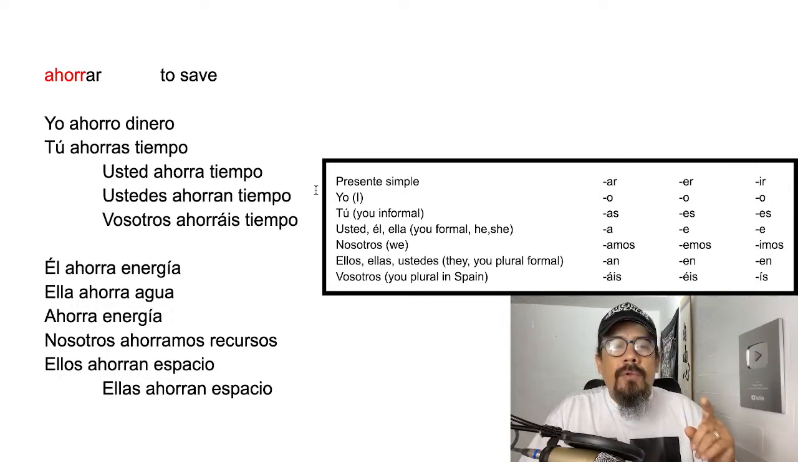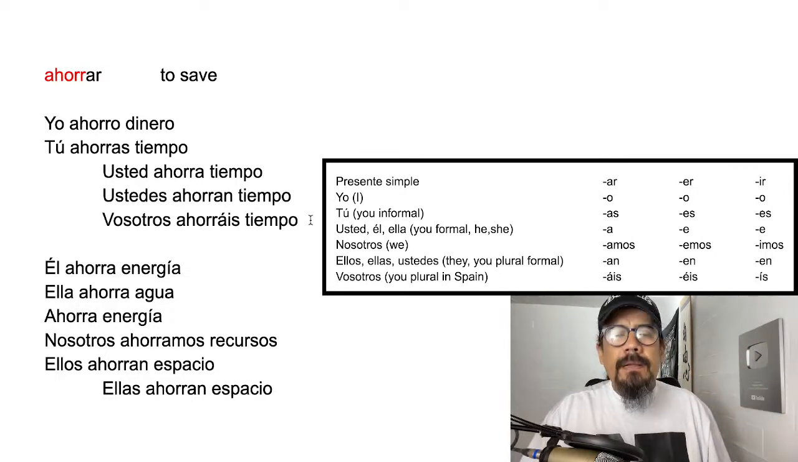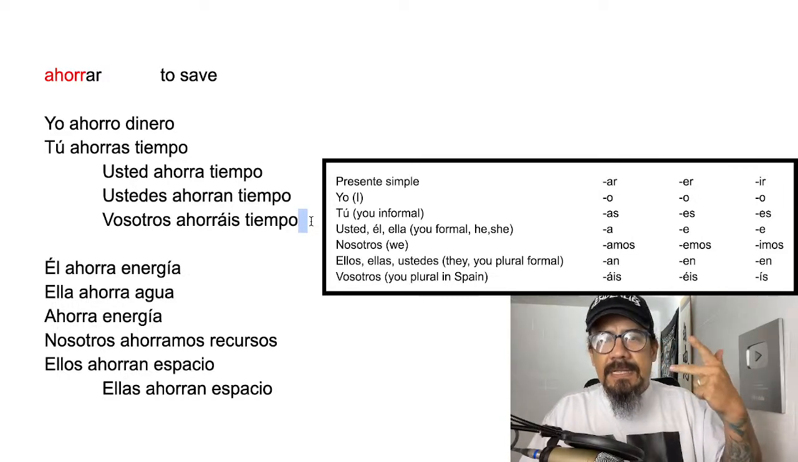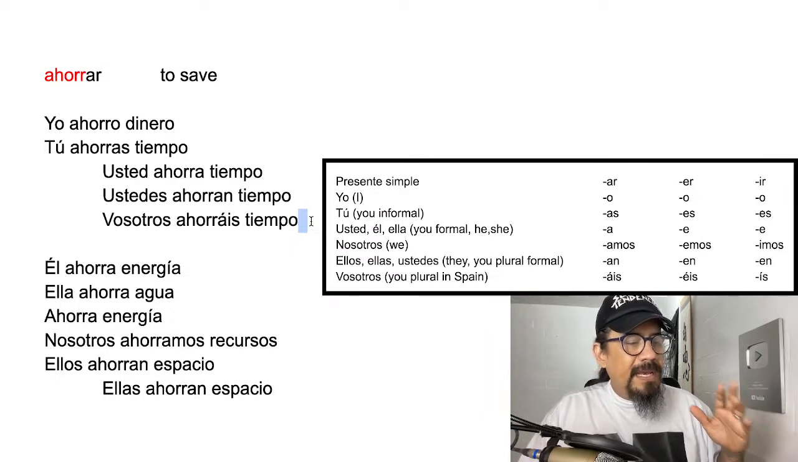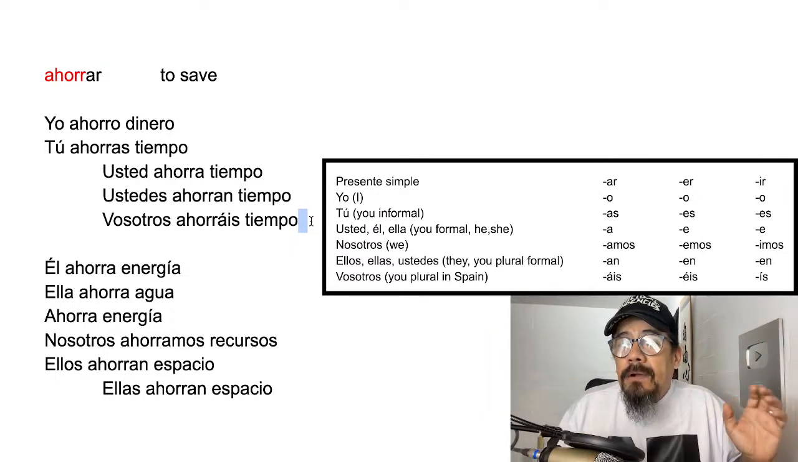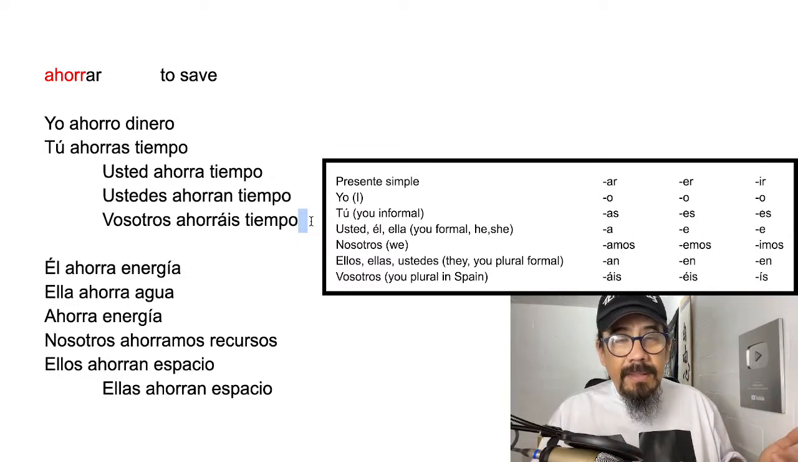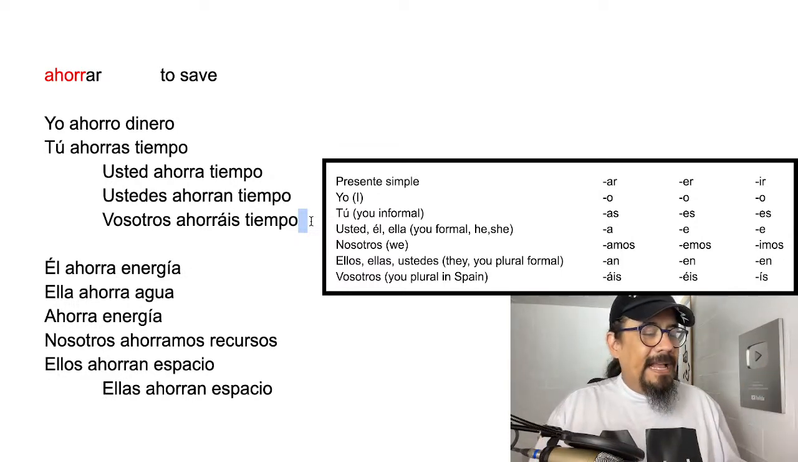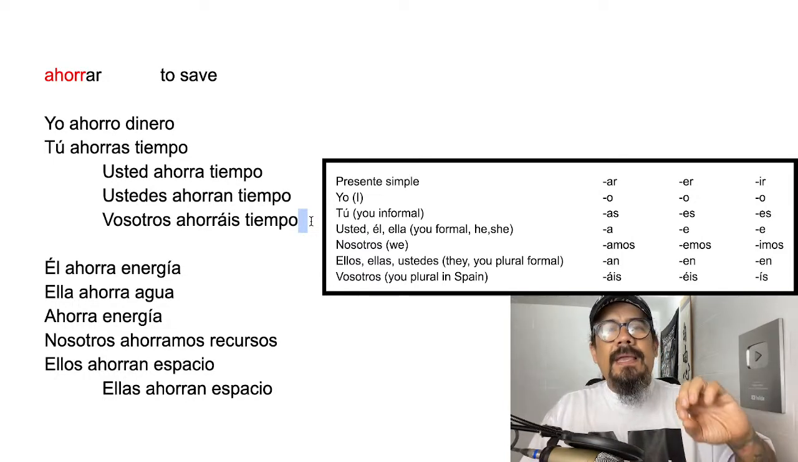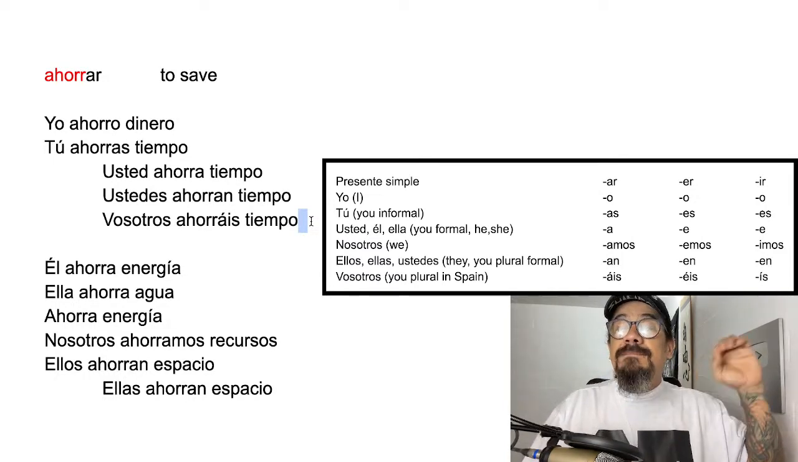Remember, I'm from Colombia. I'm from Latin America. We never use vosotros. We use usted, ustedes, and tú. That's it. But maybe you want to go and travel to Spain. I don't know if I can help you with that. Well, not with the money because I don't. Bad joke. Anyways, this is how you say it in Spain, if you were in Spain.